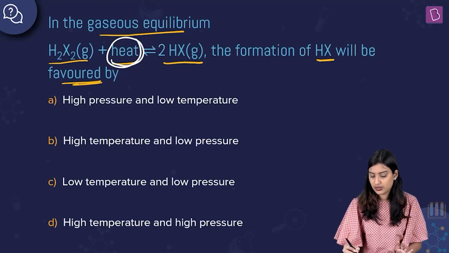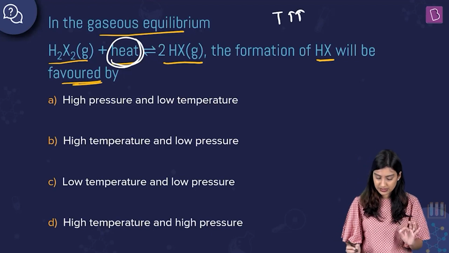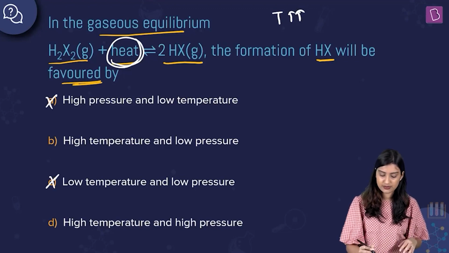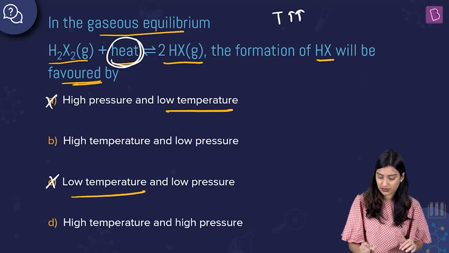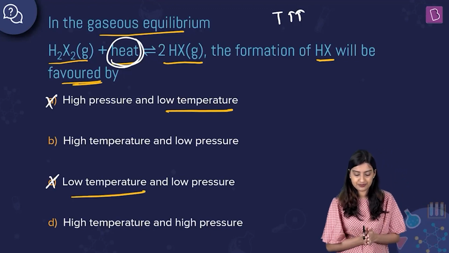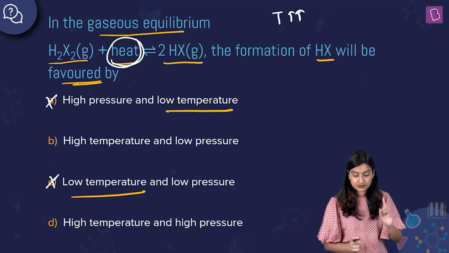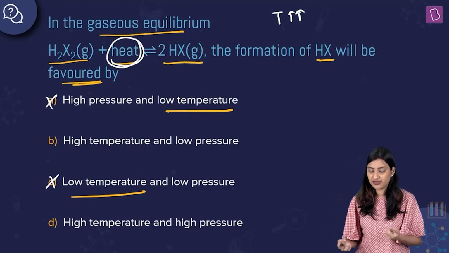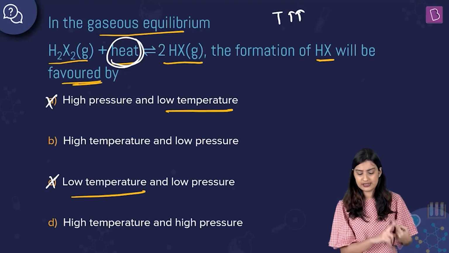First thing you will do is increase the temperature. So you need a high temperature condition, which means you can ignore option C and option A because both of them are suggesting low temperature. So we can ignore both of them. Now, you need the reaction to move forward. You need the forward reaction to be more favorable, so we'll increase the temperature. What else can we do?